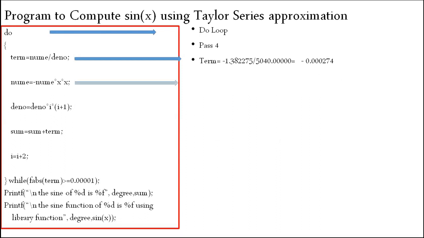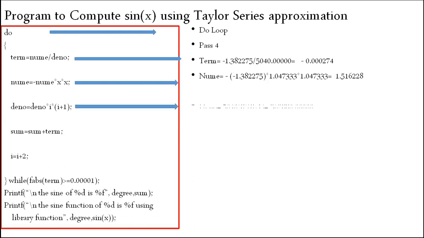0.000274. Next, we'll go with numerator. So the numerator is minus of the numerator. So here already minus is there with formula. Again, my numerator value also consists of minus. So I'm using in bracket, that is minus 1.382275 multiplied by x into x. So here minus into minus will become plus, and complete thing will be multiplied, and we'll get a value 1.516228.